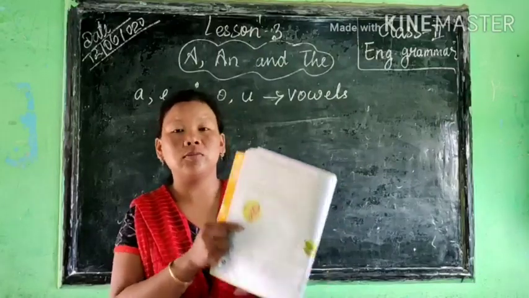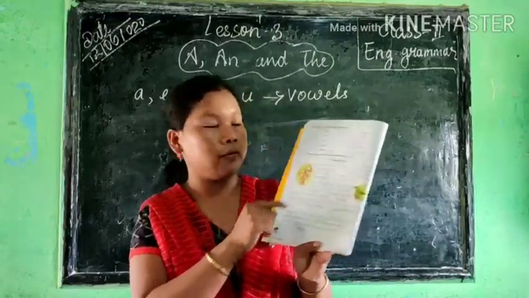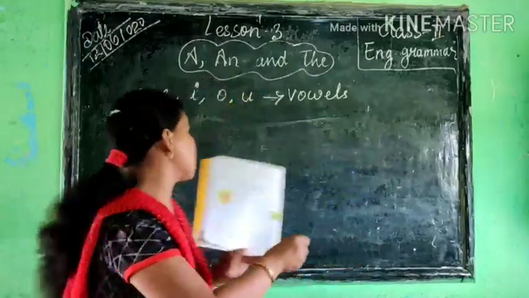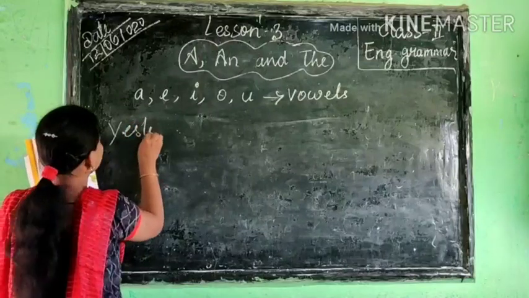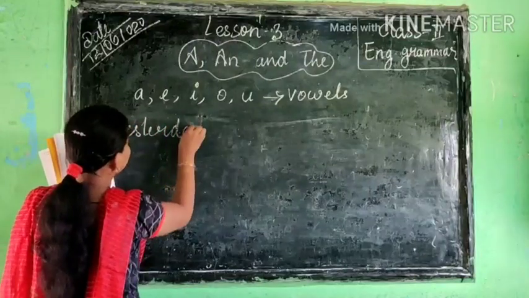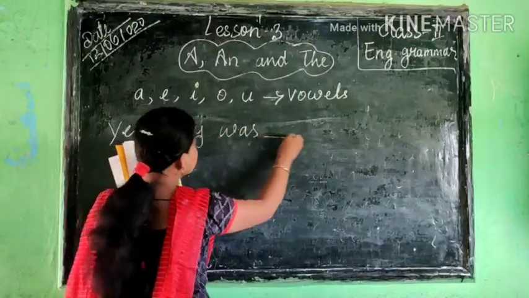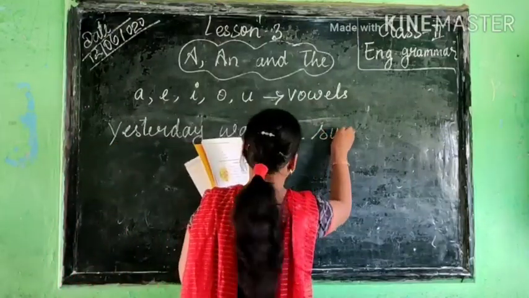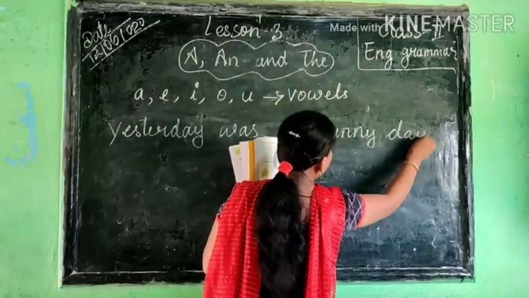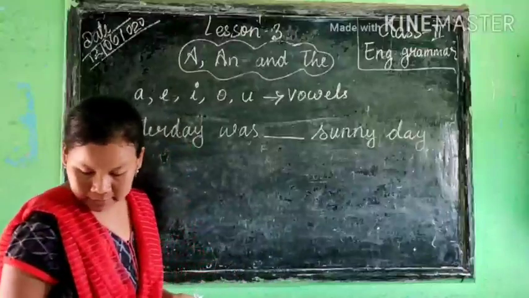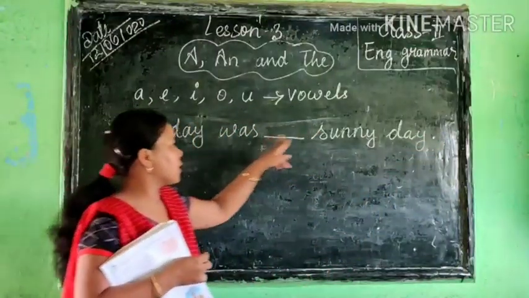So first of all, you have to read the story. Then here we will find, okay, yesterday was, here you see, yesterday was this sunny day. Okay, we find this in the story. Yes, we find that yesterday was sunny.